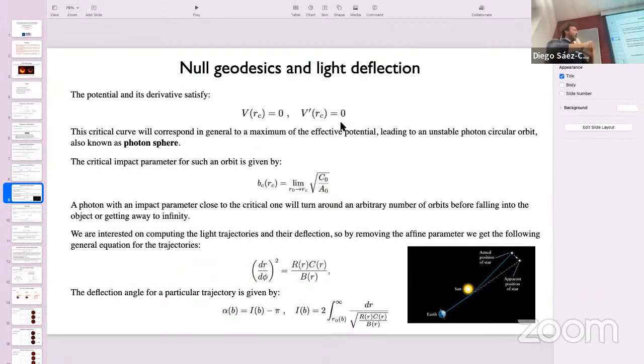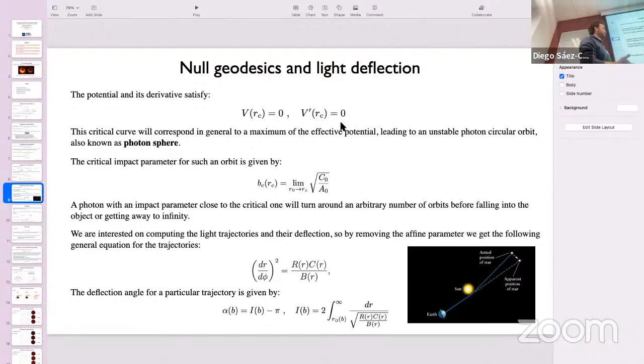So a particular radius that is defining a maximum of the potential. And at that maximum, what you have are circular orbits for massless particles that are unstable. So what we are interested in then is, well, we detect some photons coming from this object and that were passing nearby, and we are interested to compute how deflected they are because of the central object.